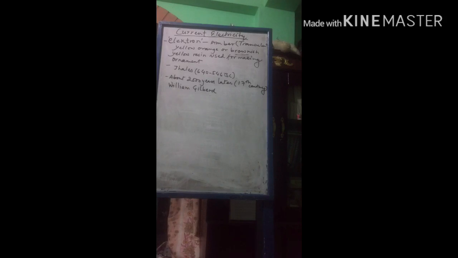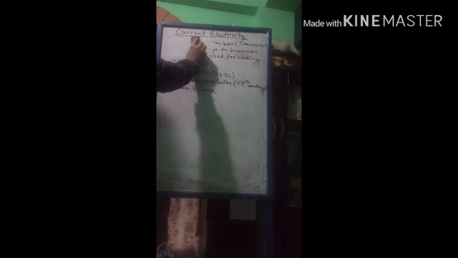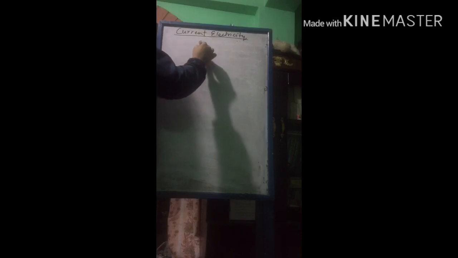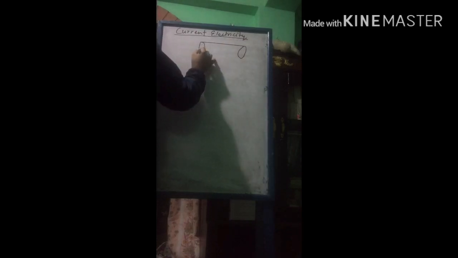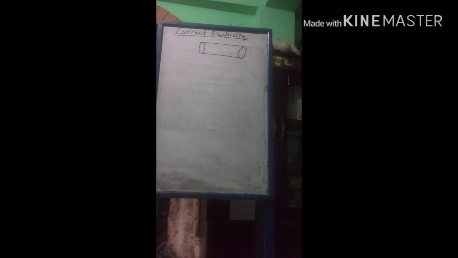Okay, now this is about the history of electricity. Now we will go to the definition of current electricity. So current is the rate of flow of charge, or the flow of charge per unit time.